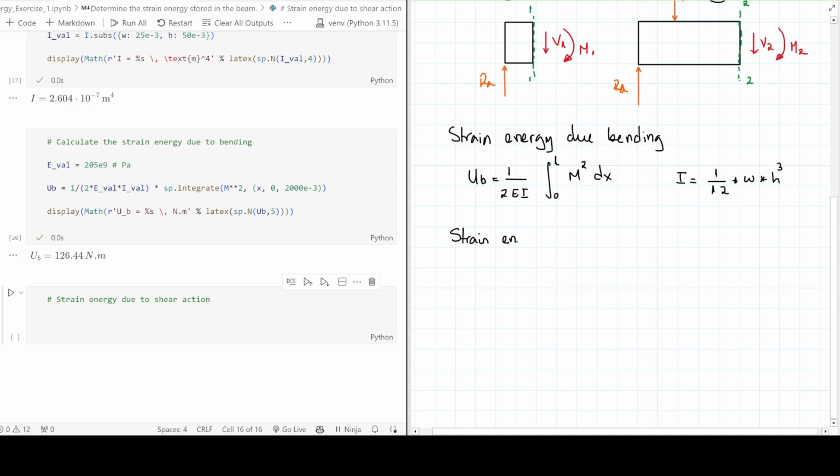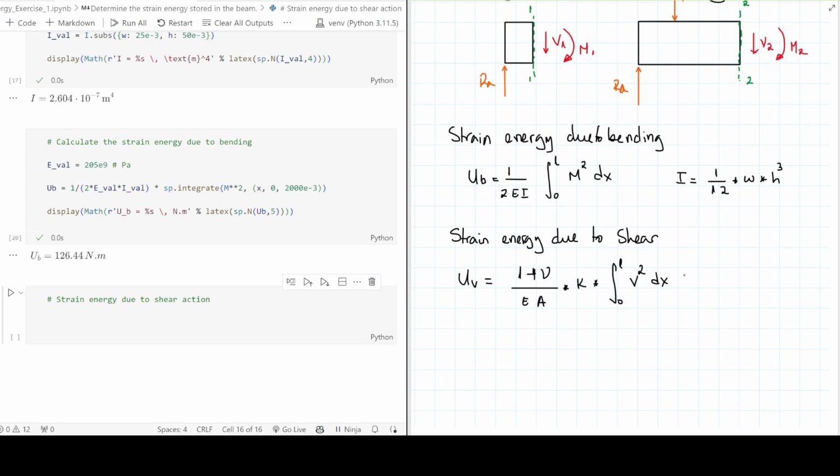Strain energy due to shear. It's going to be what? Well, let's call it U due to shear, V, because of the shear function. That is then a bit of a difference. So this is 1 plus Poisson's modulus, divided by E times A, which is the area of the whole cross section, and then times K, and then times the integral from 0 to L, the whole length, of the square of the shear force dx.